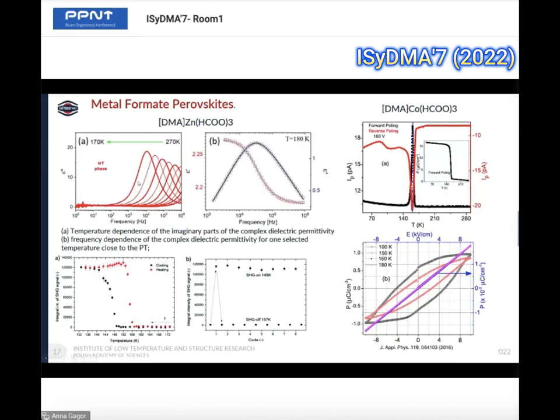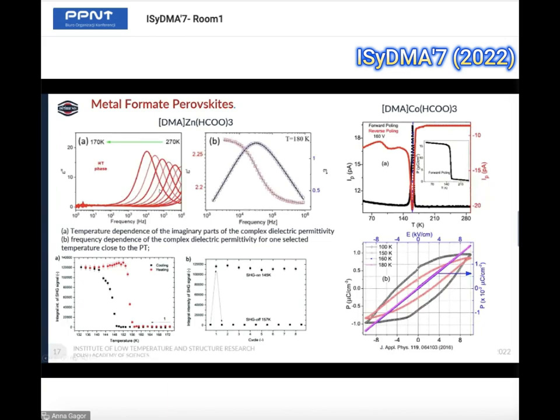The metal formate perovskites usually, or very often, have order-disorder phase transitions, because at high temperatures the amines are disordered. They may rotate in the cavity of these perovskites. And one of the methods with which we can observe these movements is broadband dielectric spectroscopy.